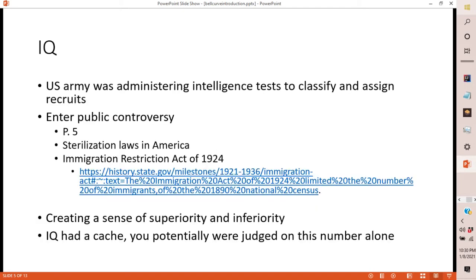Let's continue on. We get IQ. This term of IQ that's birthed through kind of the military. Already by 1917, soon after the concept of IQ was first defined, the U.S. Army was administering intelligence tests to classify and assign recruits for World War I. Within a few years later, the letters IQ had entered the American vernacular.